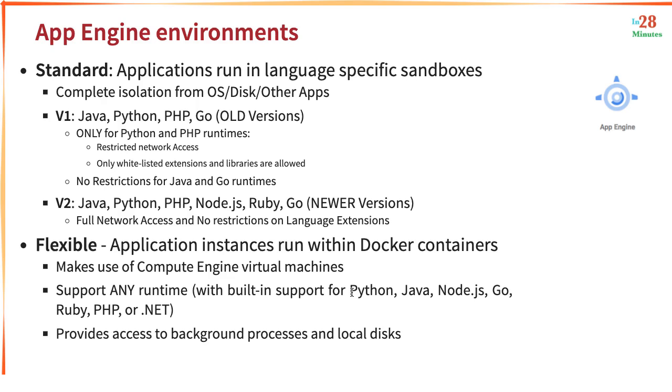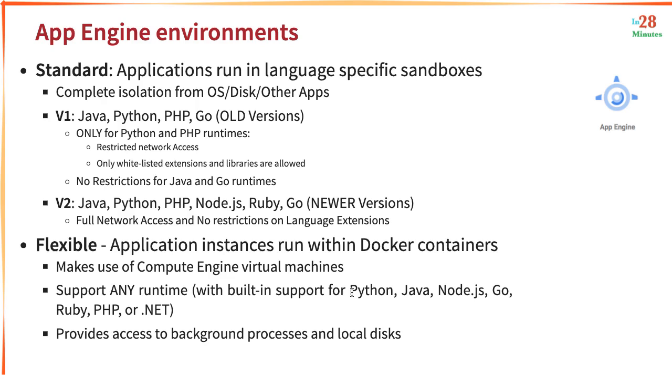In this step, we talked about standard versus flexible. These are the two kinds of environments which are provided by App Engine. App Engine Standard runs applications in language-specific sandboxes. There are a lot of restrictions when you are talking about standard. App Engine Standard V2 supports Java, Python, PHP, Node.js, Ruby, and Go. If you want to run a C++ application, you cannot do that in standard. If you want to run a C application, you cannot do that in standard. You have to create a container, and then you have to run it in App Engine Flexible.